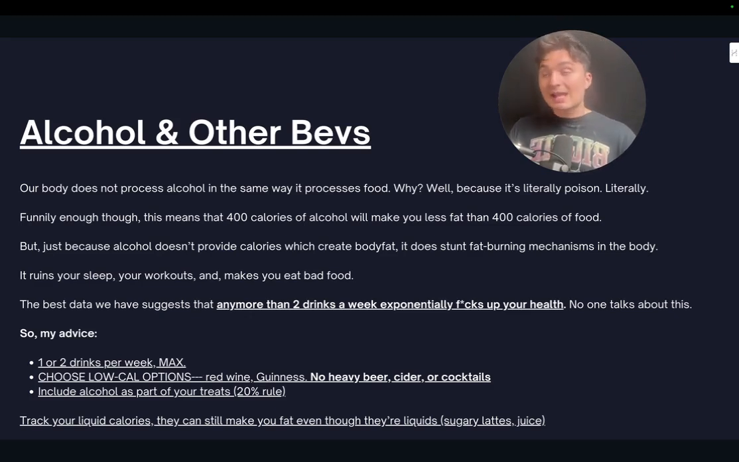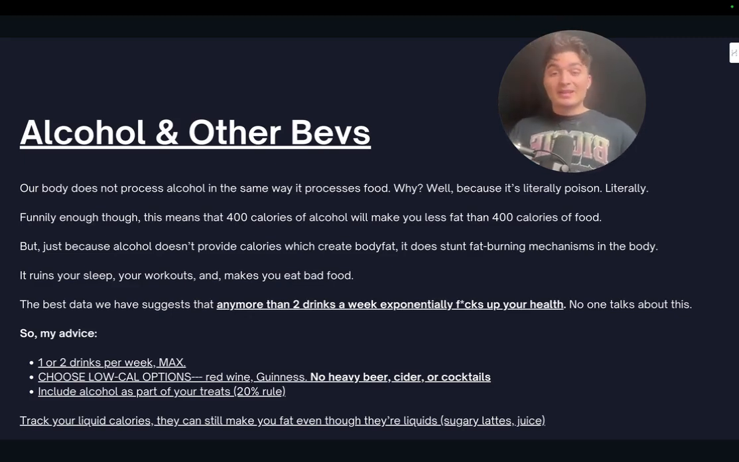But as we know, it has a horrible effect on our fat gain and muscle loss, because it stunts fat burning mechanisms in the body. We don't sleep when we drink. We don't have energy in our workouts. It makes us eat bad food. So it's 100% a net negative, right? And obviously it's an impediment to your health, right? It's probably the worst thing you can do to your health.